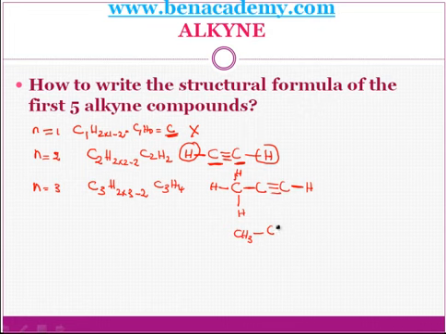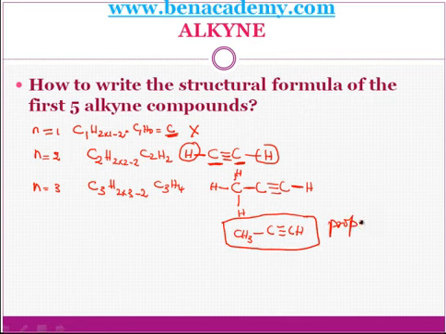Now put down this 3, that is the triple bond here, and put down this carbon here, and this carbon is bonded to this hydrogen. So this is the condensed formula of propyne. So 3 carbons, therefore the name is prop. Since it is having a triple bond, it is propyne.